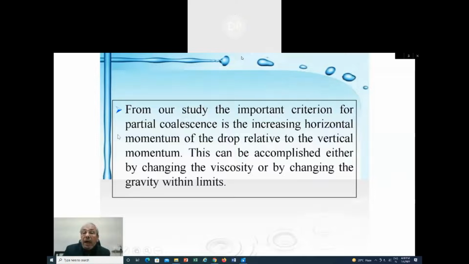From our study, the important criteria for partial coalescence is the increasing horizontal momentum of the drop relative to the vertical momentum. This can be accomplished either by changing the viscosity or by changing the gravity within limits.